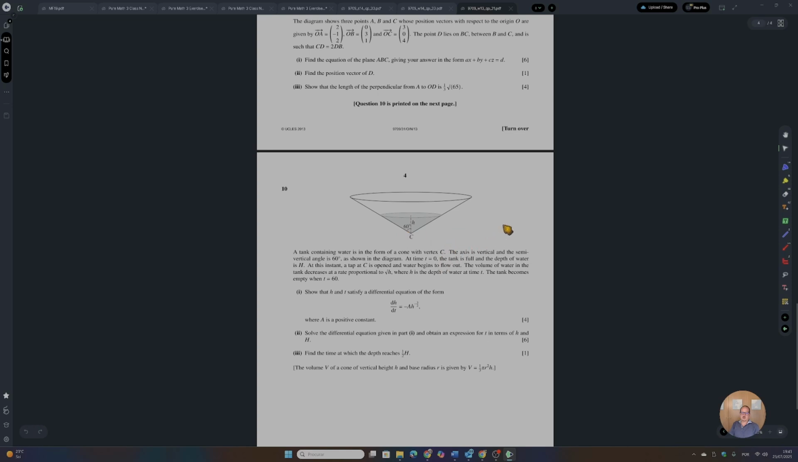At time t equals 0, the tank is full and the depth of water is capital H. At this instant, a tap at C is opened and water begins to flow out. The volume of water in the tank decreases at a rate proportional to square root of h, where h is the depth of the water at time t. Capital H, lowercase h, you have two h's, don't forget. The tank becomes empty when t equals 60 seconds. So before actually reading anything that you need to answer, let's translate all of this into math.